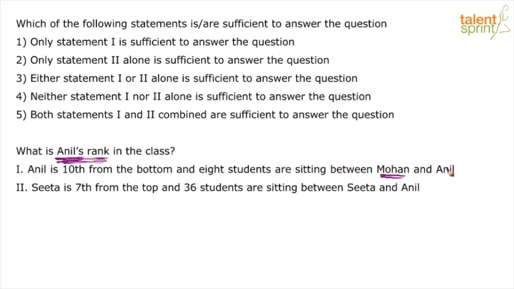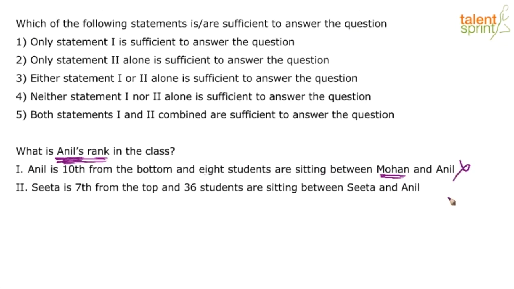So what? Anil's rank is 10 from bottom. So what? If you know Anil's rank from bottom, can you tell me Anil's rank from top? Yes. Only if you know the total number of students in the class. See, instead of giving 8 students between Mohan and Anil, if he had mentioned the total number of students, I could have said statement 1 is sufficient. Why? Because Anil's rank is 10 from bottom. We also know the total number of students. So based on that, we can estimate the rank of Anil from top. But that part of the information is not given to us. He simply says Anil is 10 from bottom and 8 students are sitting between Mohan and Anil. So statement 1 alone is not sufficient.